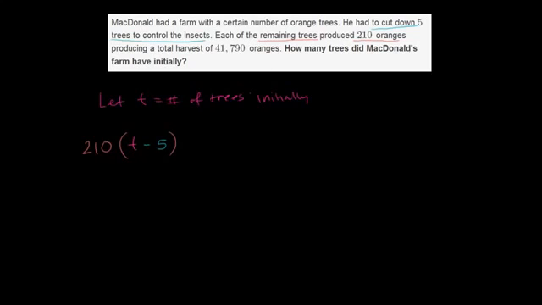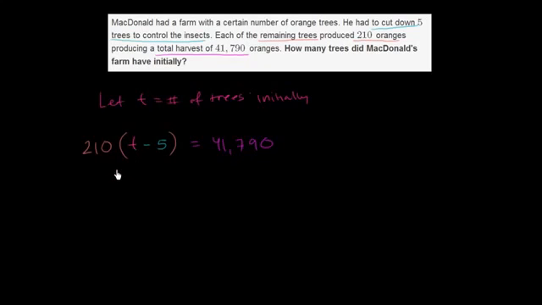And then they tell us that this ends up being a total harvest of 41,790. So this is equal to 41,790. So we've set up our equation. Now we just have to solve for T, the number of trees that MacDonald initially had.